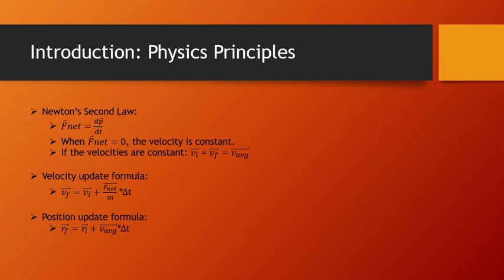I use Newton's second law, which states that the net force of an object is equal to the change of momentum over the change in time. Through this law, we can learn that if the net force is zero, the velocity of an object will be constant. The velocity update formula will also be useful. This formula states that the final velocity is equal to the initial velocity plus the net force over the mass times delta t. Finally, I will be using the position update formula, which states that the final position of an object is equal to its initial position plus its average velocity times delta t.